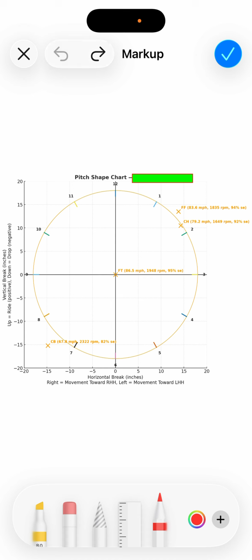So without knowing anything about the player, just looking at it, with the fastball being here on a positive vertical break and a positive horizontal break, we can determine this is a right-handed pitcher. We can also see the curveball down in here moving away from a right-handed hitter, so we can tell that is a right-handed pitcher. Again, that's just some of the general basics.